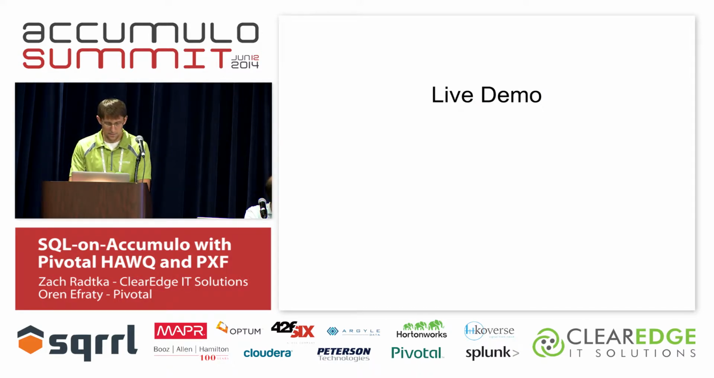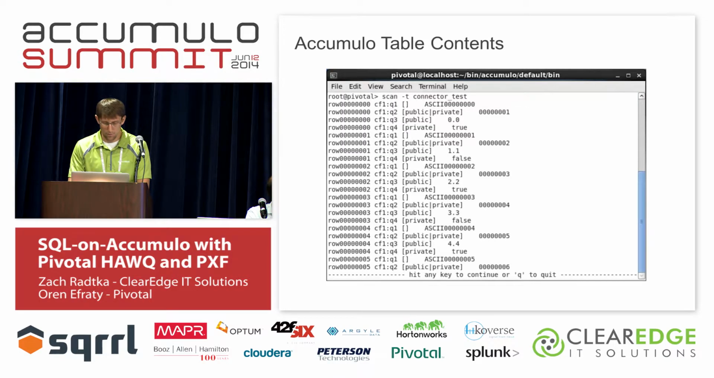So if I get the list of tables here, the table that we're really going to concentrate on is connector test, and do a scan. So I did a scan on this table to show us the data in this table. Most of us probably have seen Accumulo data coming from the shell, but it's just important to point out here that the brackets contain our visibilities.